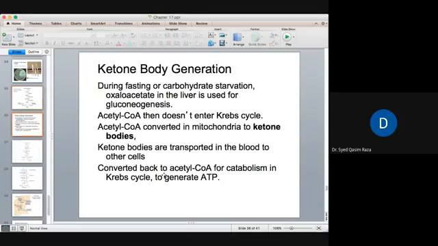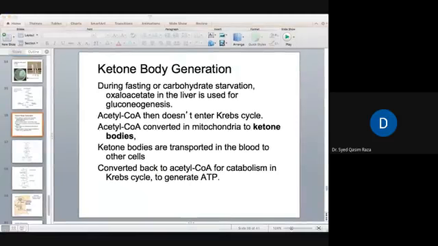So then we have one other topic, what we call the ketone body generation. What we know is that during fasting or carbohydrate starvation, oxaloacetate in the liver is used for gluconeogenesis. So during fasting, your body will convert oxaloacetate, which will be utilized for gluconeogenesis. It means the major purpose of your body is to produce glucose for your brain and other tissues, which is your blood sugar level. That's why they will produce the glucose.